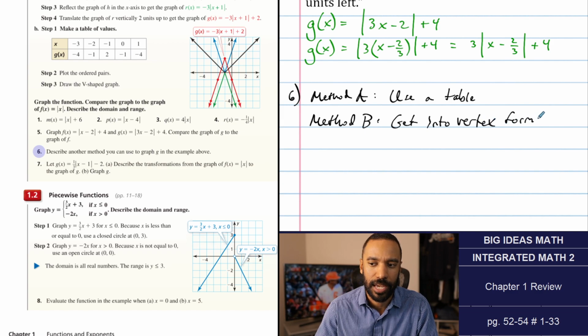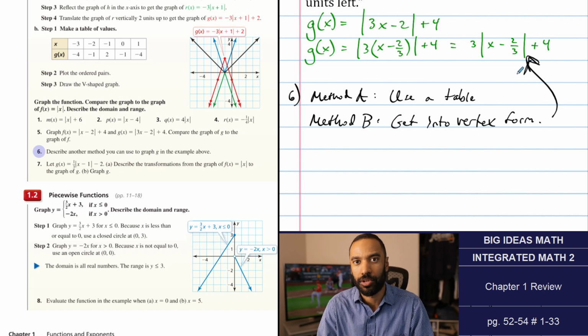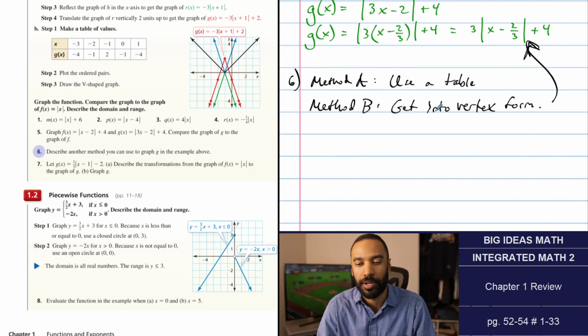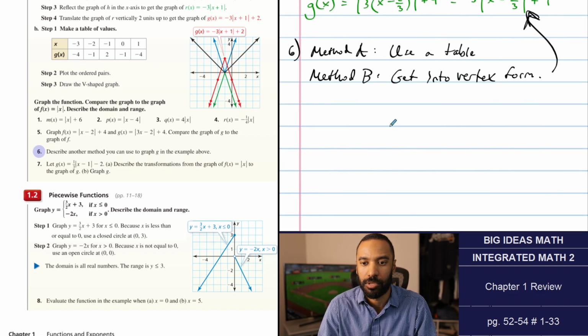I don't know if that's the exact answer that they want, but it turns the horizontal compression into a vertical stretch. That vertex portion is not a requirement in any sort of way to get it to that if you use a table. But if you get into vertex form, then you know exactly where to go. I don't know if that's the method, but it sounds good to me.